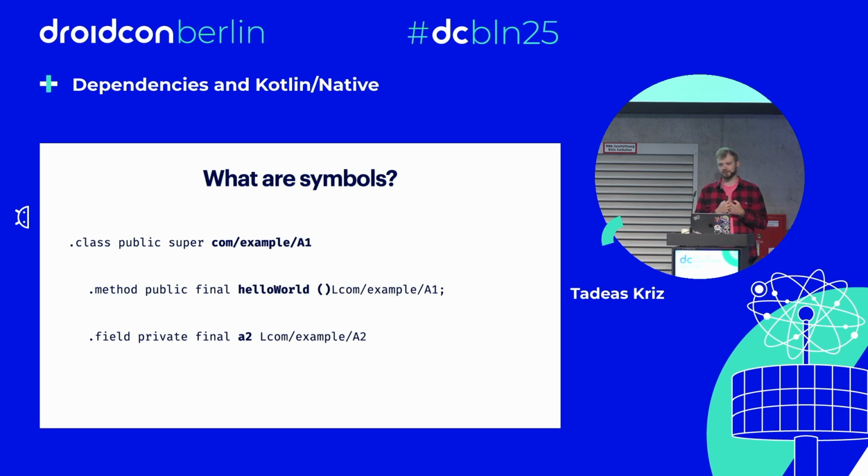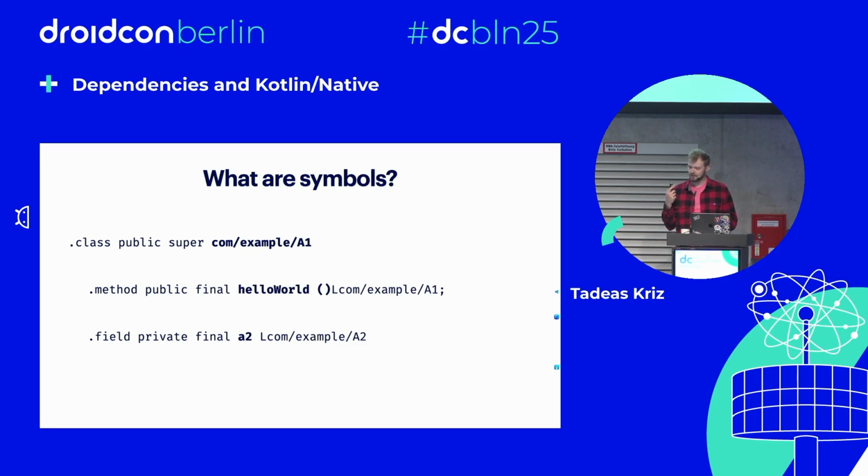Notice that the hello world signature, like the symbol names here in bold, contains the parentheses. And that allows Java to overload methods by the parameter types. So we can have hello world with no parameters, and we can declare hello world, the same name of the method, with a single Boolean parameter, for example.